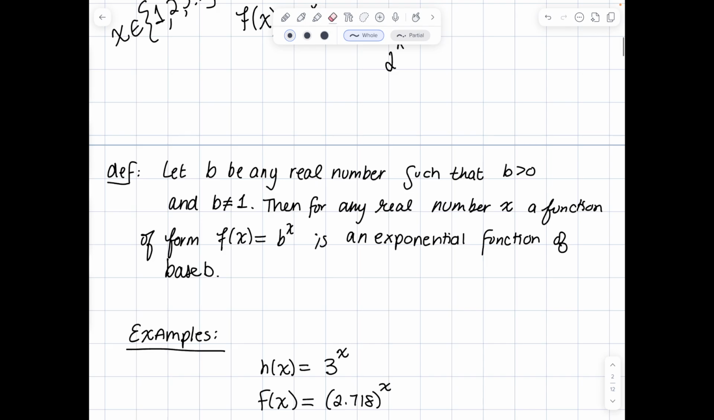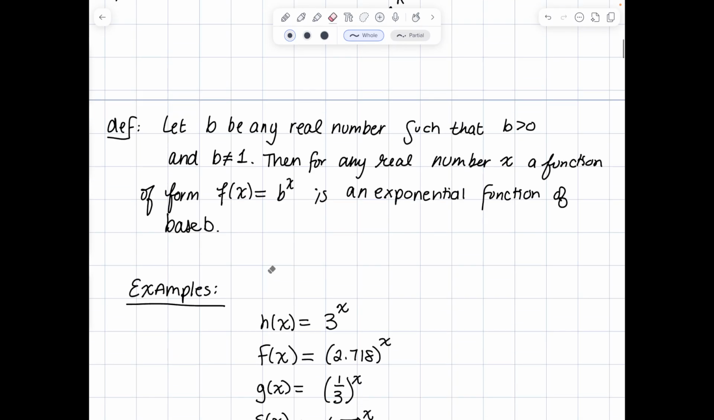So here's a definition of an exponential function. Let b be any real number such that b is greater than 0 and b cannot equal 1. These are the most important pieces of your exponential function definition, because I'll show you in a couple minutes why this is important. Then for any real numbers x, any values you want to plug in for x, a function of the form f of x equals b to the x is an exponential function of base b. b is the base, x is the exponent.